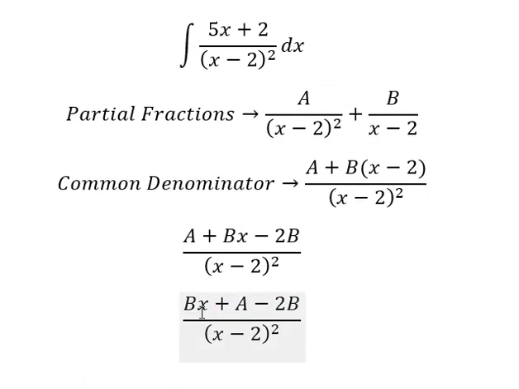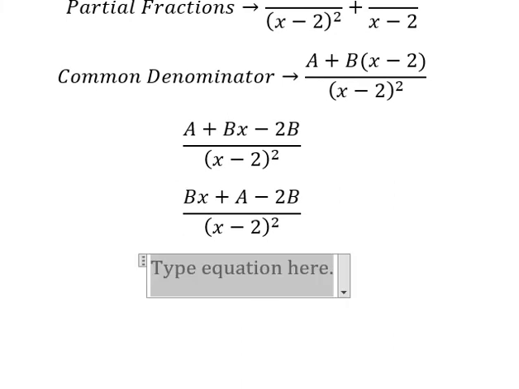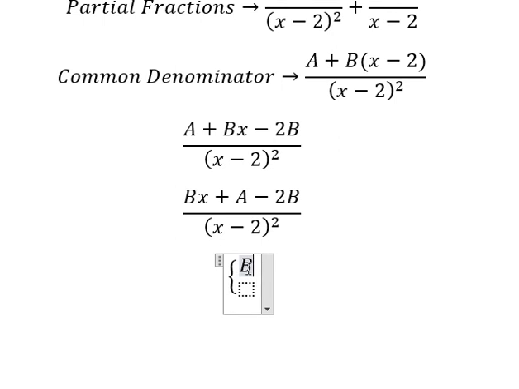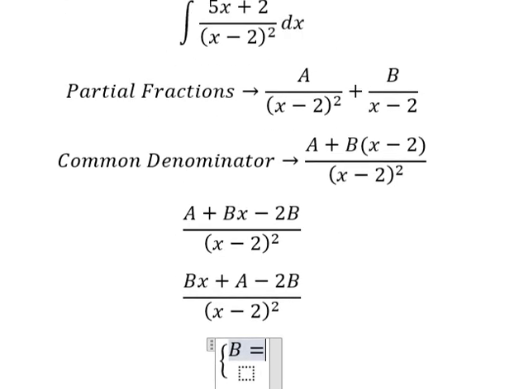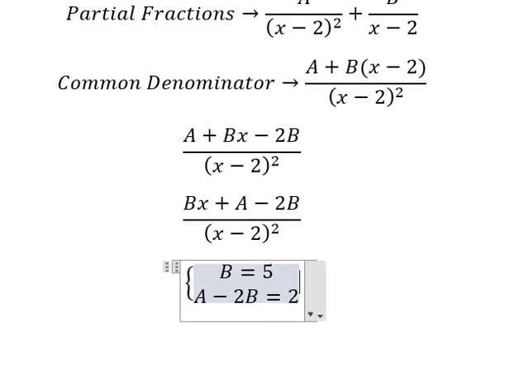So we have s, that means we have 5s. So B equals 5. About the numbers, we have A minus 2B equals 2. And now we create the system of equations: B equals 5 and A minus 2B equals 2.